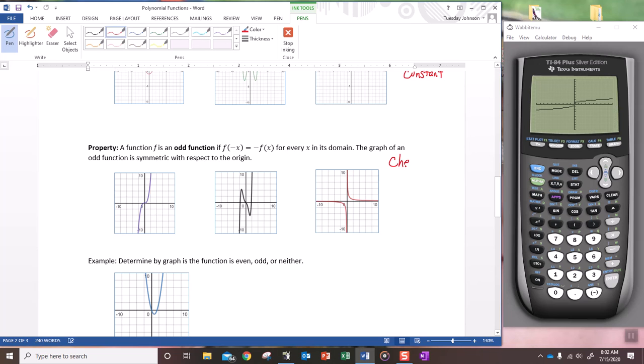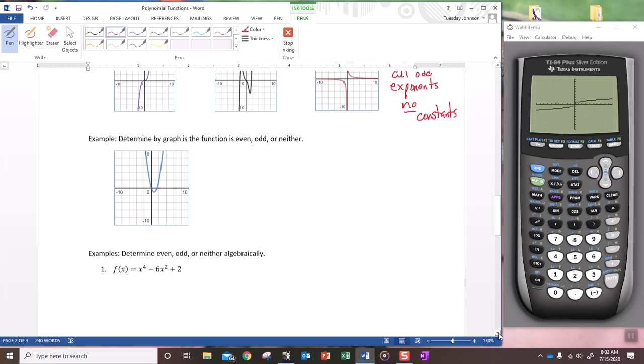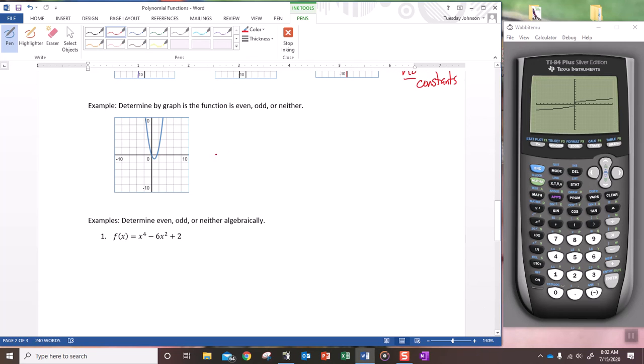Whereas, another cheater's rule: all odd exponents, no constants. We need everything to be able to change sign in the output, so all odd exponents, because a negative raised to an odd power will give an opposite response, a negative output.